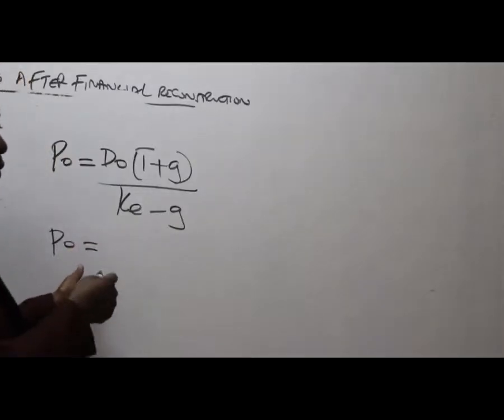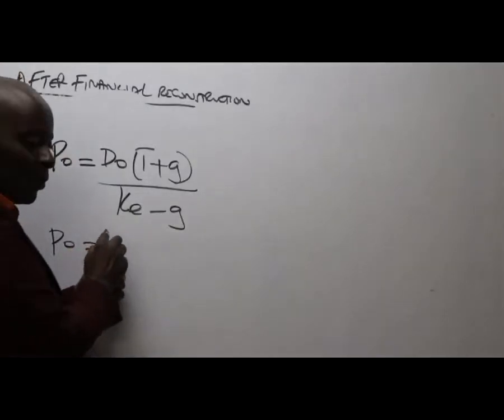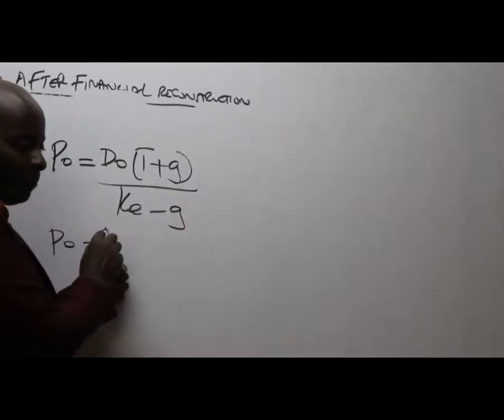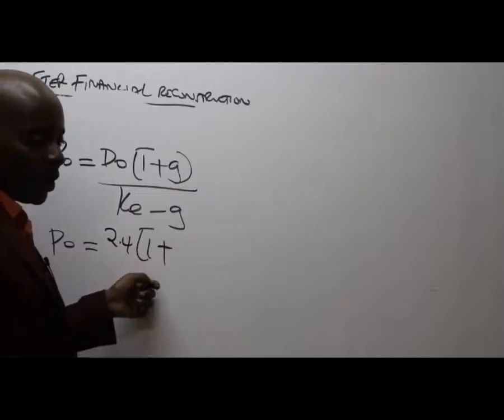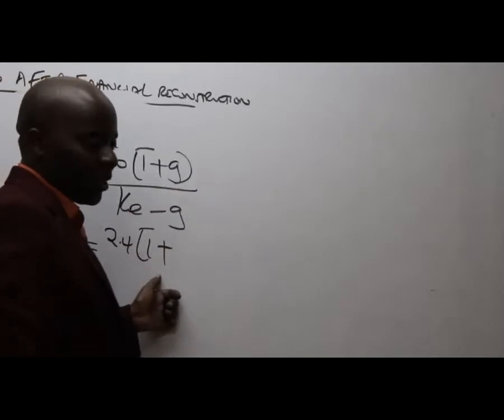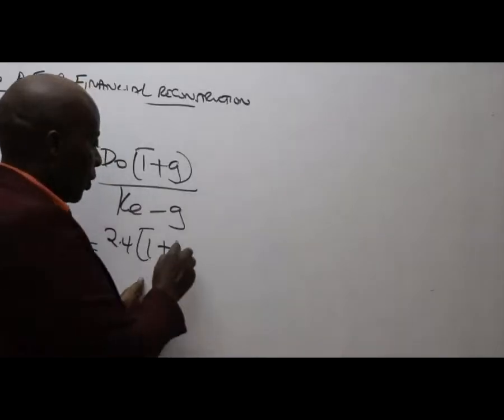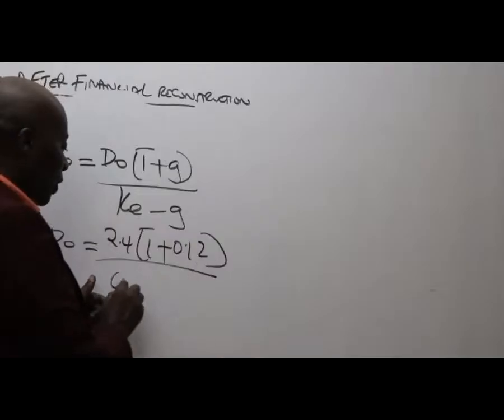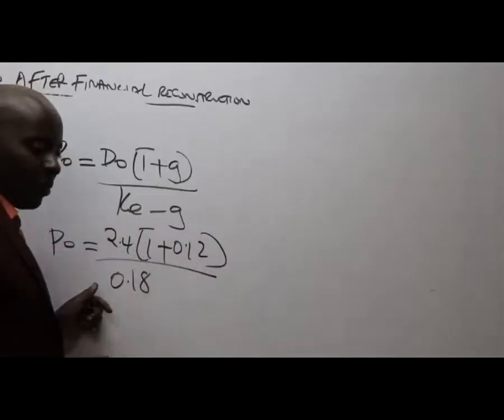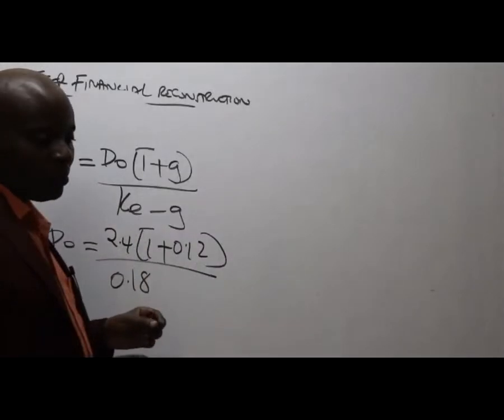So the DO is what amount? Can somebody remind us? It's 2.4 into 1 plus growth rate. What is the growth rate? 0.12. All over the cost of equity. We wrote the cost of equity here. Was it 0.18? Please remind us, 0.18.